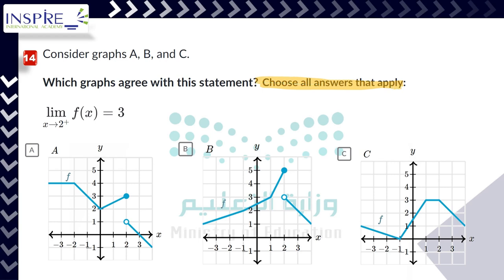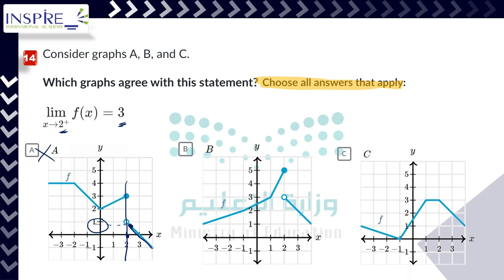Let's check the first one. At first, he's asking me about the limit of f of x as x approaches 2 from the right side, from the positive side. Let's check the first one. Here is 2. I'll draw my line and then trace the function only from the positive side. It's equal to 1. No, I need it to be 3, so this one is wrong.